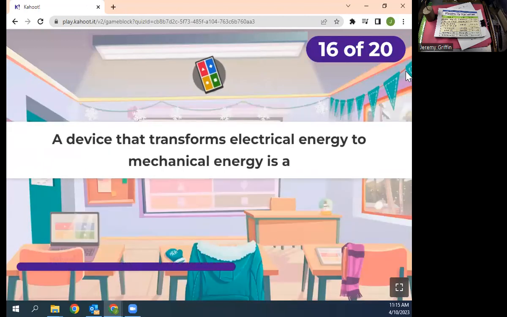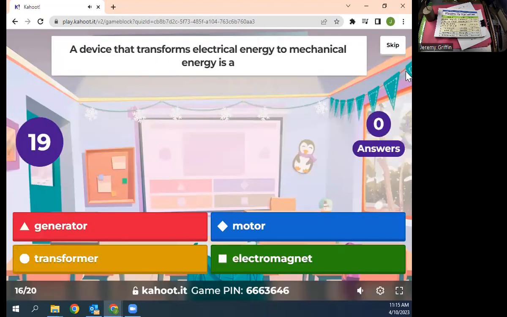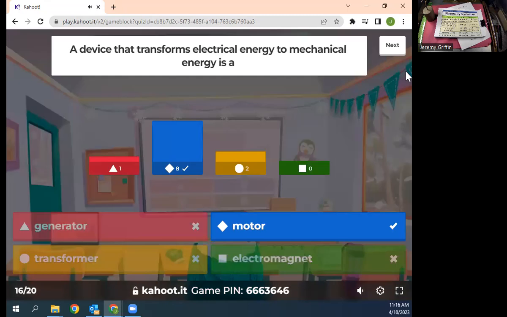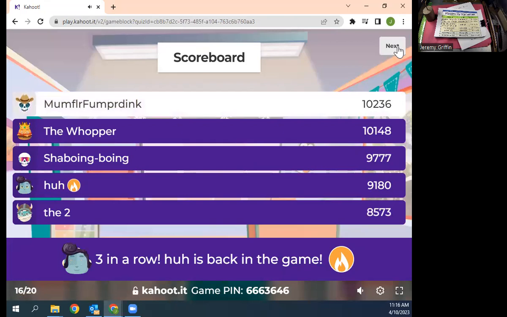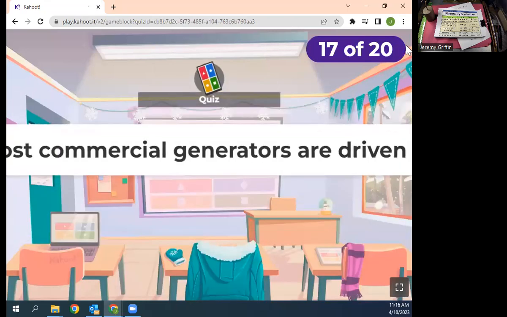A device that transforms electrical energy into mechanical energy is a motor. There you go. You guys get that motor? Just showed you guys that one. Run electric current past a magnet, creates a force. Boom. That's what a motor is.